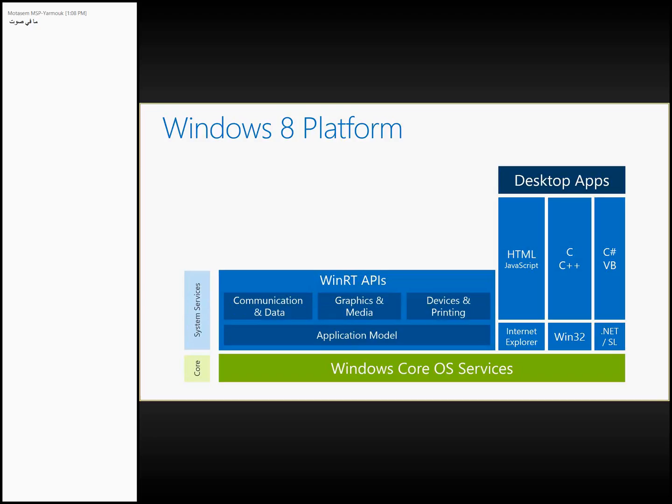And also we have new APIs. We have new system services. We call it Windows Runtime, WinRT. Through the WinRT APIs, you can easily access any devices, any sensors, any camera, any resources provided by the operating system. You can easily call them, and you can easily access them through your Windows Store applications.